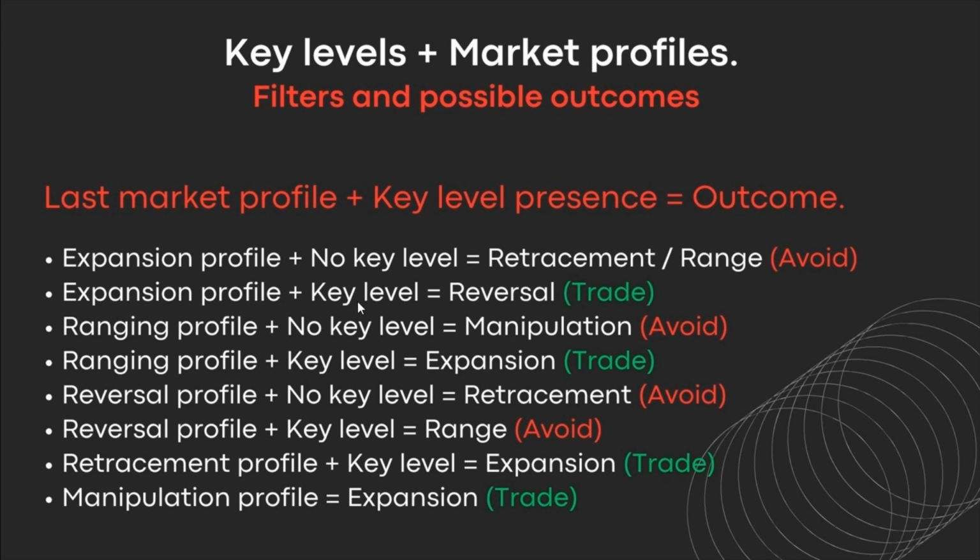Similarly, if the expansion profile has ended inside a key level and a key level is present there, then we're going to expect a reversal profile there. And as I said before, we're going to trade that because it's a reversal profile. Similarly, we've got other combinations below as well that can potentially refine your understanding even further, right? These aren't the only combinations. We've got others too, but these are the most important ones, and you must note them down and remember them to improve your understanding.